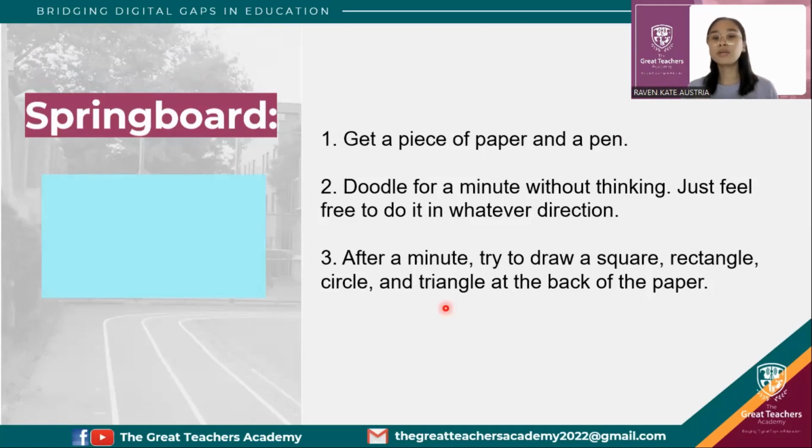And then number 3, after a minute, after you doodle something, try to draw a square, rectangle, circle, and triangle. So after doodling whatever you want, you will draw these 4 shapes naman at the back of the paper. Okay? So you may pause this video to have much time answering this springboard. Alright? Timer starts now.